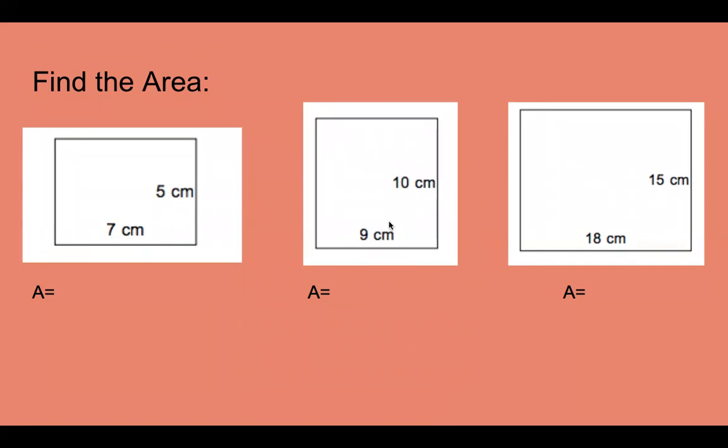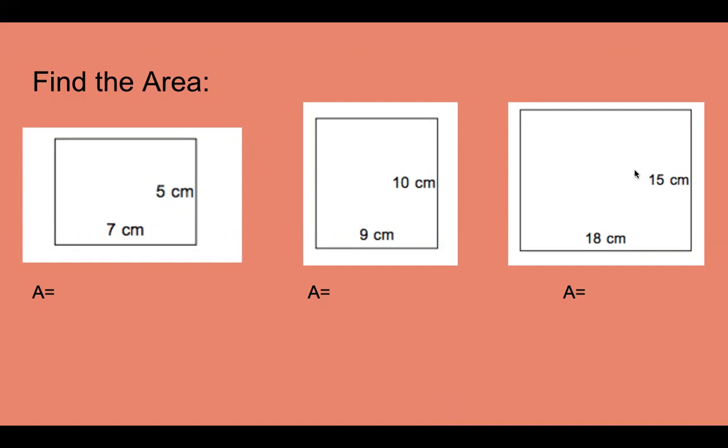Again, this one is 10 by 9. And this one's a little bit more challenging. I gave you a 2-digit by 2-digit, so you'd have to multiply 15 times 18 using that strategy we learned a long time ago. I think it was chapter 3. We learned how to do 2-digit by 2-digit multiplication using partial products. So figure out these. You can pause the video if you need a second or a few minutes and solve these. So go ahead, pause the video, find the area of these 3 shapes.